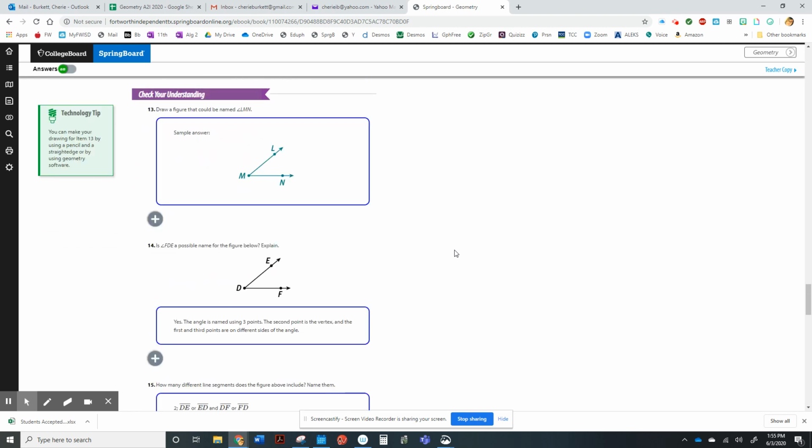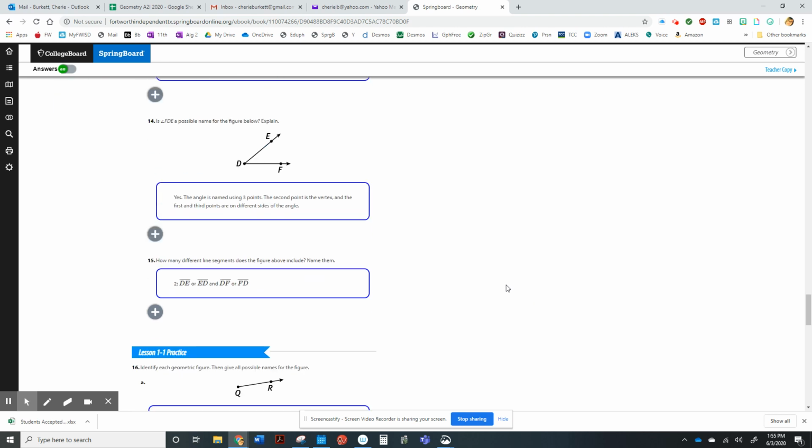Again, here are the answers. They ask you to draw angle LMN. This is an example of LMN. You could have had a million different drawings up there. Is FDE a possible name? Yes, because D is the vertex.